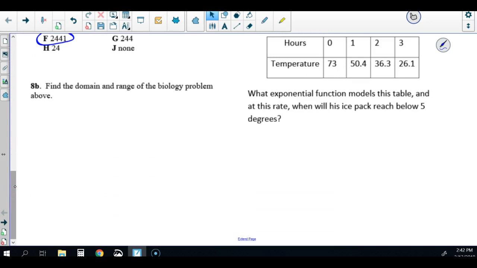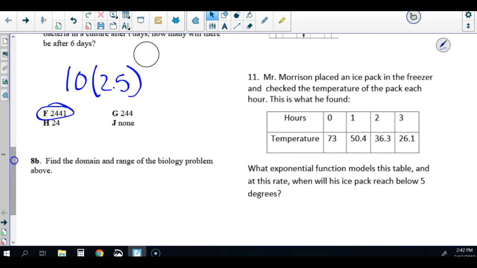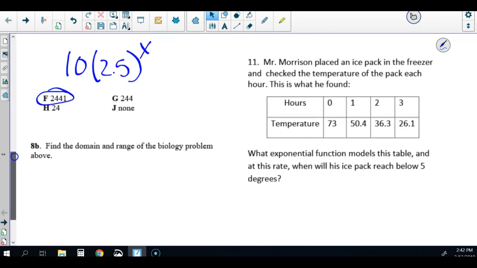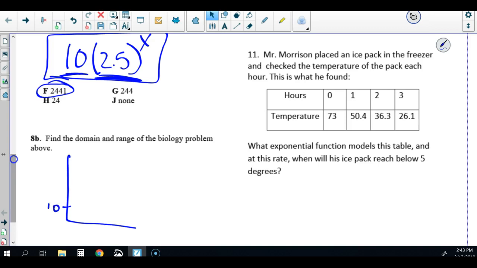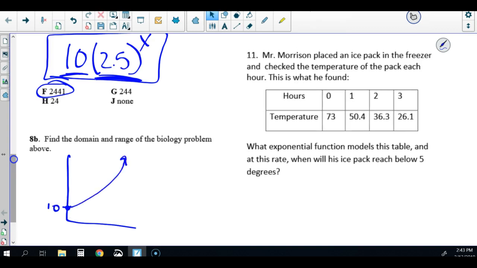Number 8, find the domain and range of the biology problem above. So we're taking that equation and I'm going to graph it. I have to see a picture of the graph before I can figure out what the domain and range is. So sketch a very rough graph. It starts at 10, because that's my A, and the growth rate is 2.5, so it's growing. There's 10 right there. That's where it starts, and it grows upward.